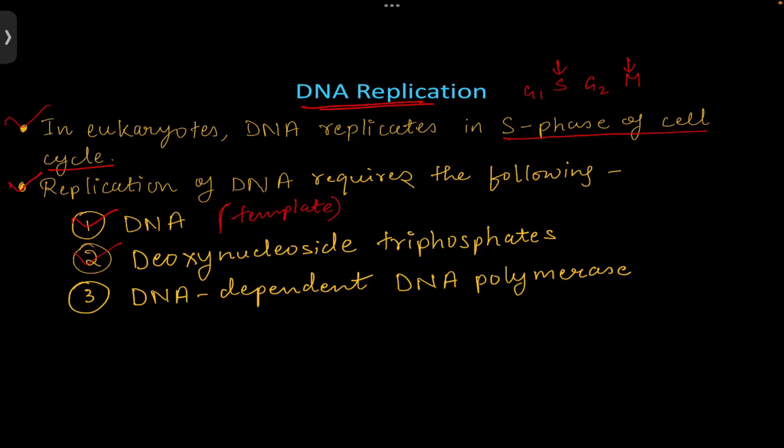Then you need an enzyme that will catalyze this polymerization reaction, make this reaction go fast, meaning it will happen at a faster rate, and this enzyme is called DNA dependent DNA polymerase. All right, so you need these three things before DNA replication begins.